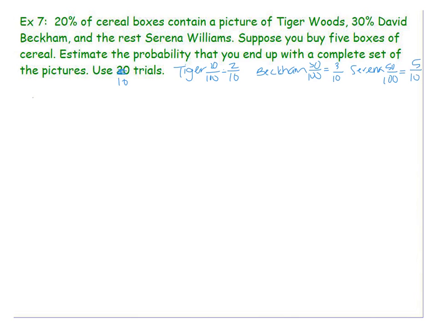So let's talk about our scheme. So, Tiger, we need 2 numbers for. David, we need 3 numbers for. And Serena, we need 5 numbers for. So, we always start with 0. So, Tiger's going to be 0 and 1. David's going to be 2, 3, and 4. And Serena's going to be 5 through 9.